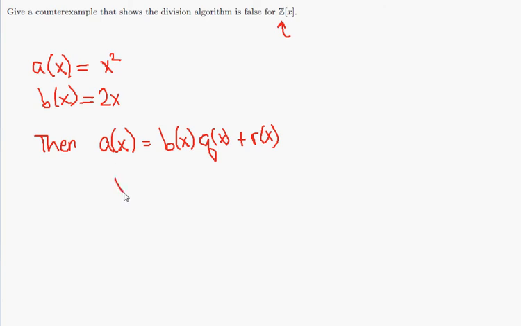Okay, well, let's see, how are we going to make this work? x squared equals, well, 2x. Clearly, I can multiply 2x by 1/2 x, and I end up with x squared, and r is the zero polynomial. Okay, so that would be the apparent quotient and the apparent remainder, except for one important thing, that the quotient that I found is not an element of Z[x].